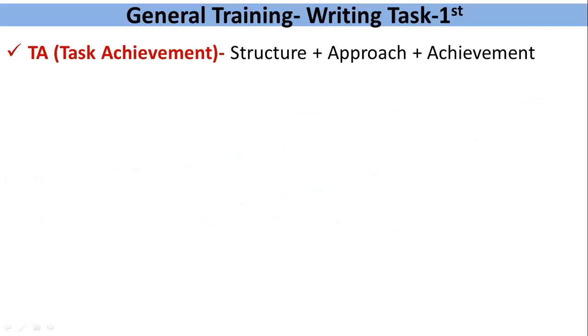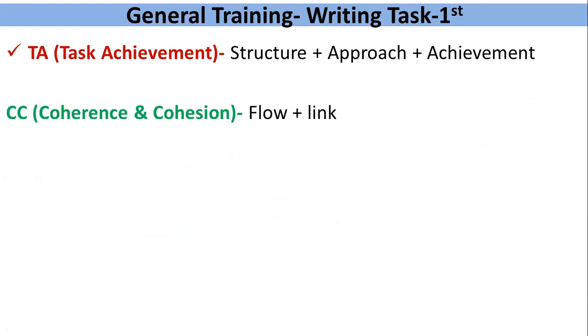So we have done task achievement, structure, approach, achievement. It's been a bit disordered. Let's go further. Now we are at CC, coherence and cohesion. What is the flow of the task? What is the link of the task? I will explain it to you now.